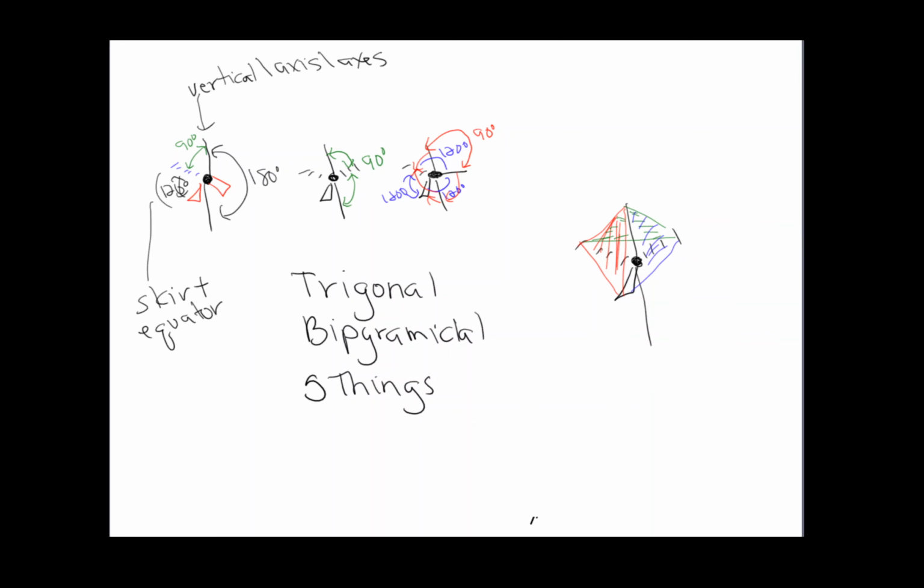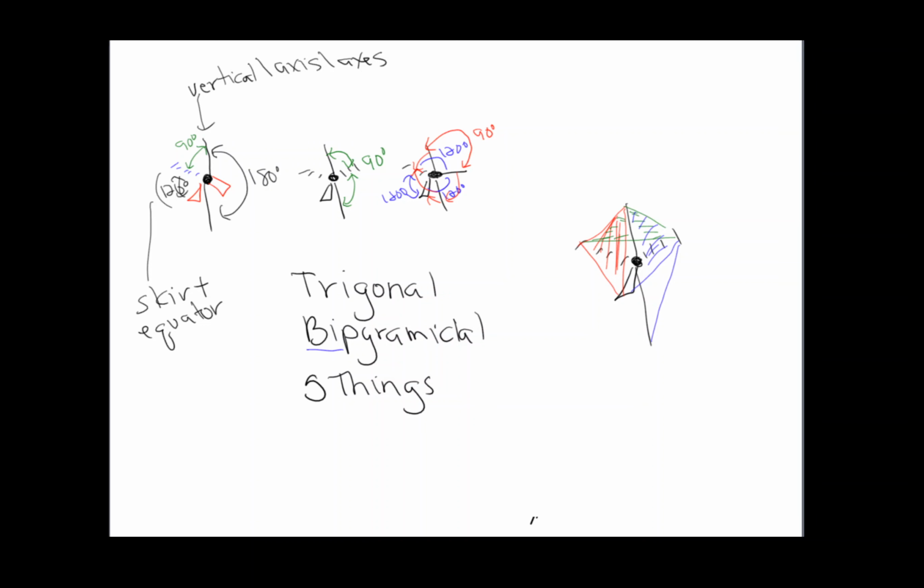So there's my triangle. But guess what? There's one on the bottom too. So you have, okay, you really can't see the bottom one. That looks bad. But down here, there are 2 pyramids sitting on top of each other.